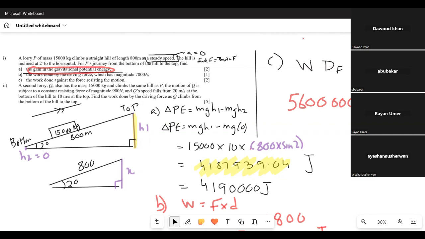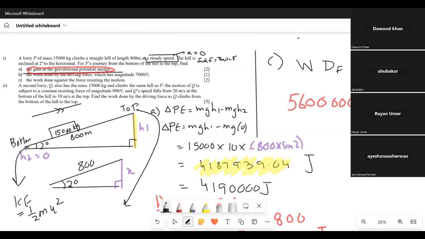ठीक है, हम ये कह देते हैं कि बॉटम पे हाफ जो के ई होगी वो होगी हाफ एम यू स्क्वायर और टॉप पे कह देते हैं ये होगी हाफ एम वी स्क्वायर.